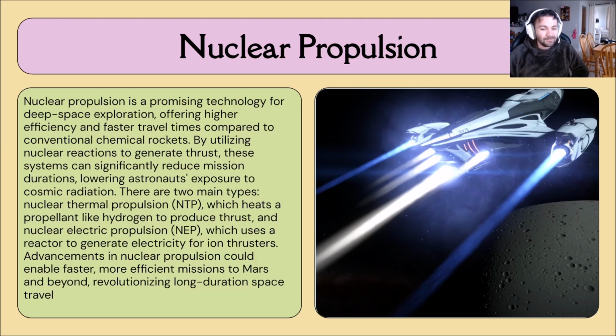There are two main types of nuclear propulsion. There is nuclear thermal propulsion (NTP), which heats a propellant like hydrogen and shoots it out the back to produce thrust, or nuclear electric propulsion (NEP). A lot of you would probably know it more as ion propulsion, or an ion thruster, where the reactor is used to generate electricity for ion thrusters. Advancement in nuclear propulsion could enable faster, more effective missions to Mars and beyond.